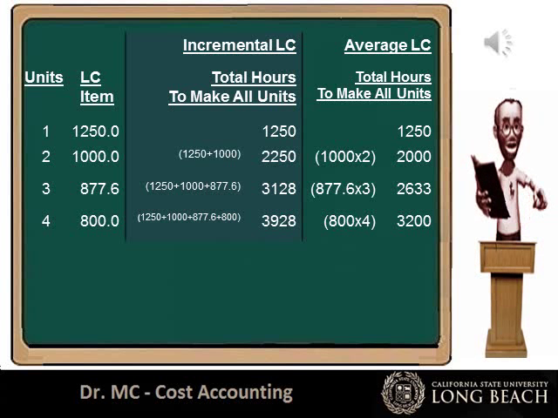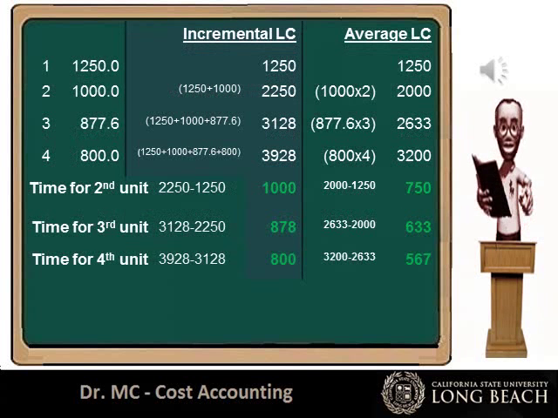This slide shows you how you can calculate the time that it takes to make each unit when you are using the average learning curve. With the incremental learning curve, the learning curve item is the time it takes to make the unit in question, but with the average learning curve, the learning curve item is the time that it takes on average to make 1 unit if you make the number of units in question. What if you want to know the incremental time it takes to make a unit when you are using the average learning curve? That is what we are now going to discuss.